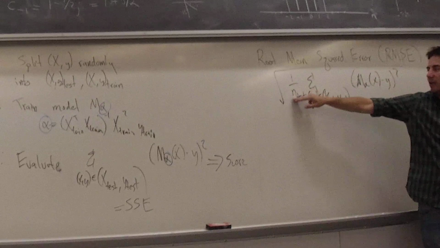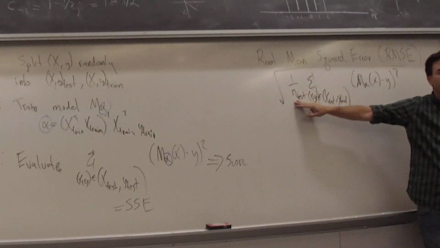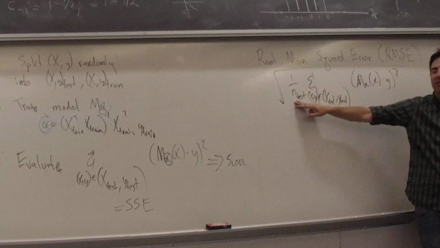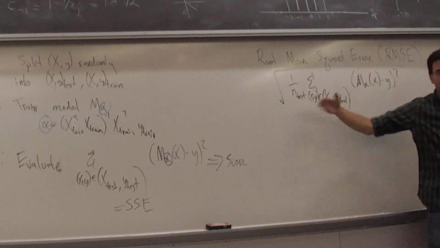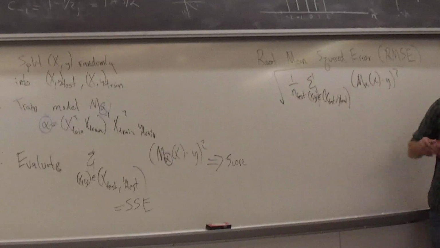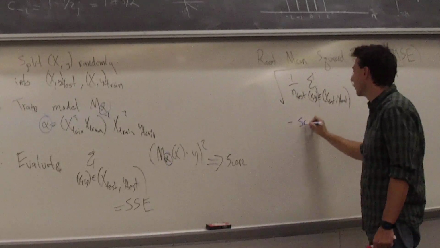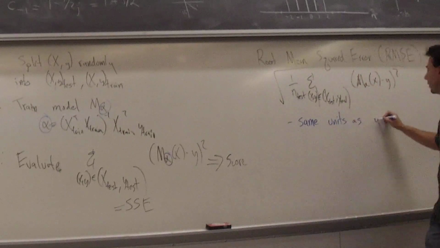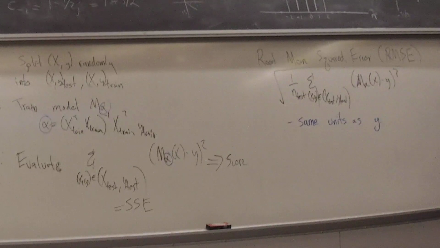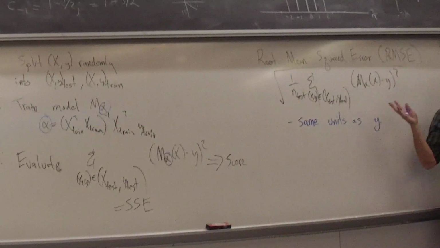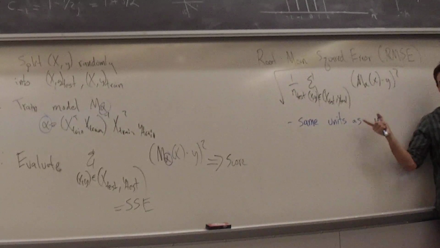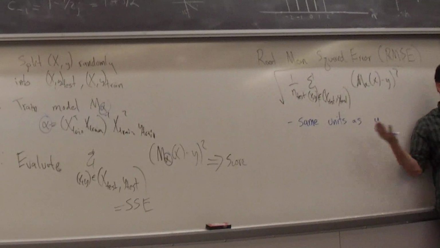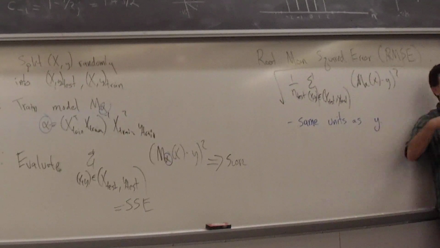The mean means I've taken an average, so I've done a 1 over n in front, where n is the number of testing points. So this is now the average squared error, and then I took the square root of that. The advantage of this is it has the same units as y, so this number will be more interpretable. As I change the number of test data points, this number should roughly stay the same. And as the number of test data points gets bigger, it should be converging to a fixed value.